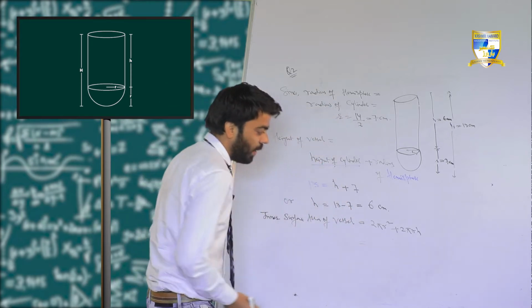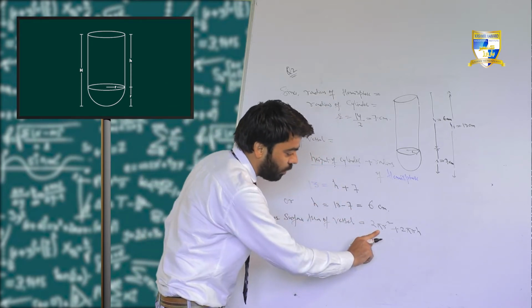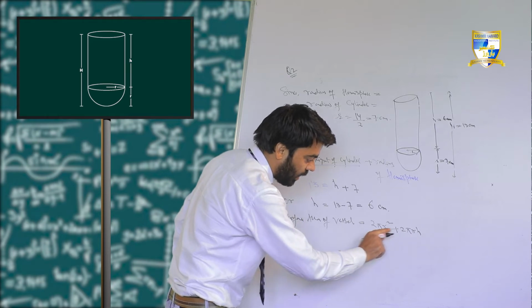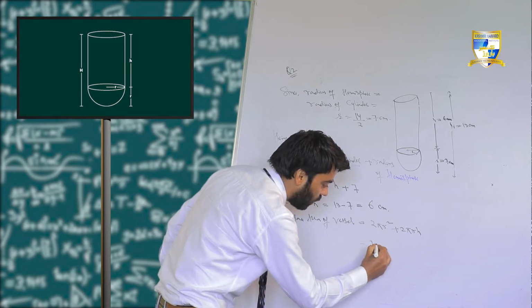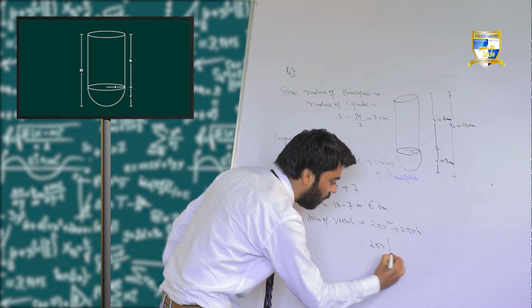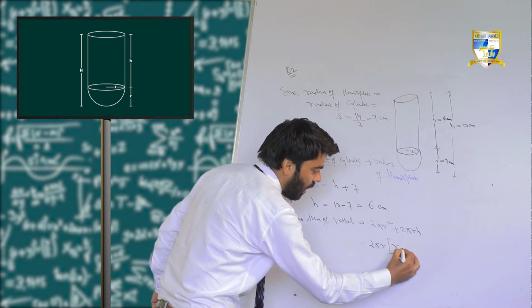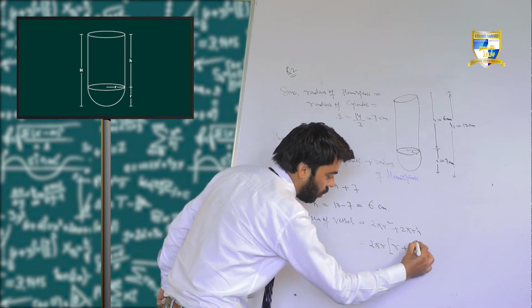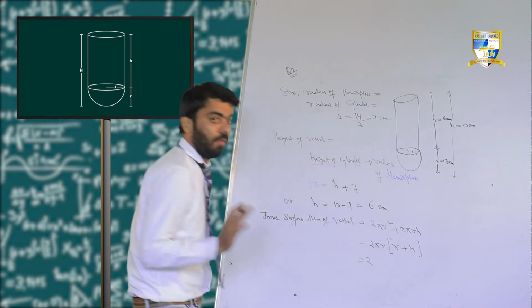What we will do is just make it simple here. Here you have 2 pi, r, r. We will do one thing. 2 pi r will be our common term. Then here you have r and here you have h. Now we will put values.